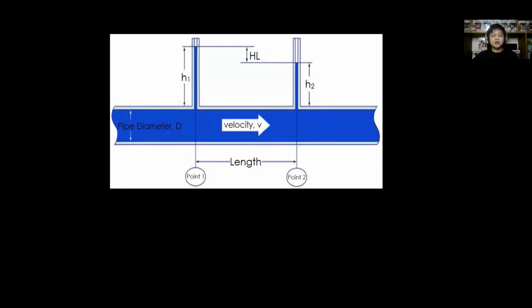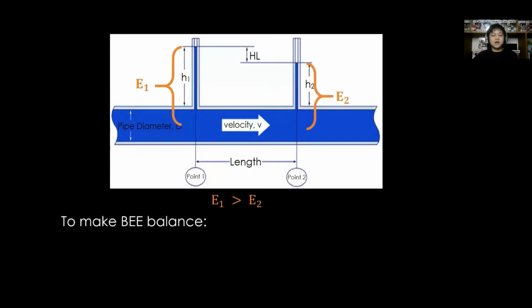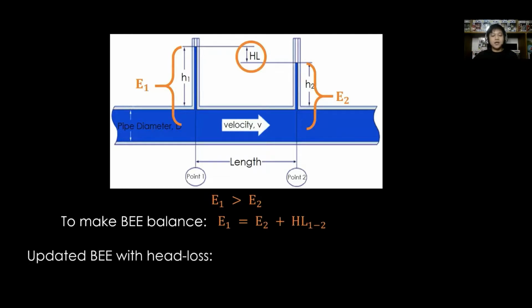Assume points 1 and 2 for the figure shown. The energy at point 1 is greater than the energy at point 2. To make the BEE balance, add the HL value to E2, or the total energy at point 2. Thus, the updated BEE with head loss is this equation with the corresponding head loss value from points 1 to 2. Again, added at point 2 for balance condition.